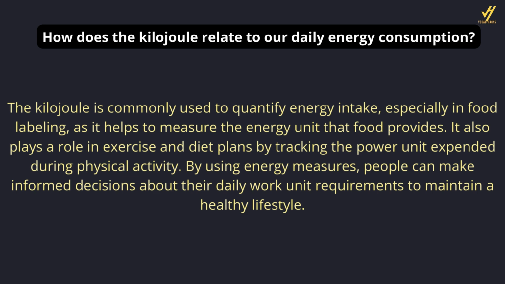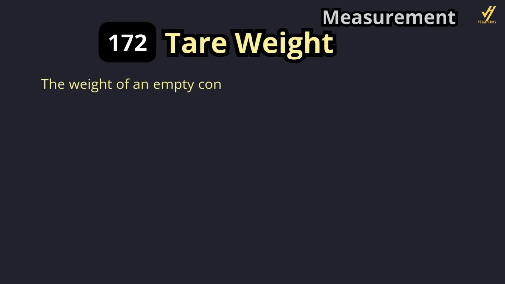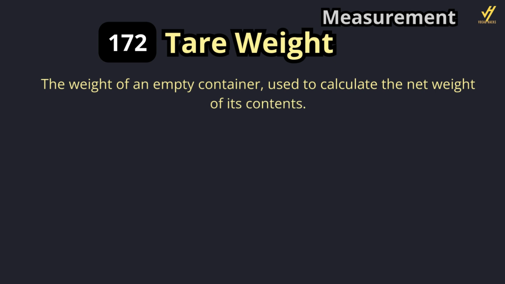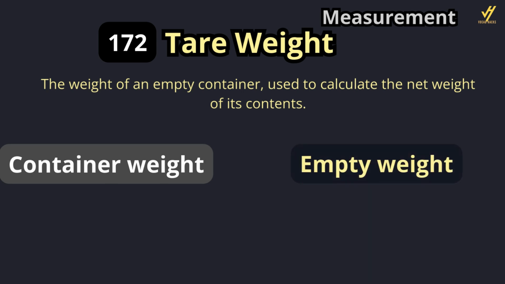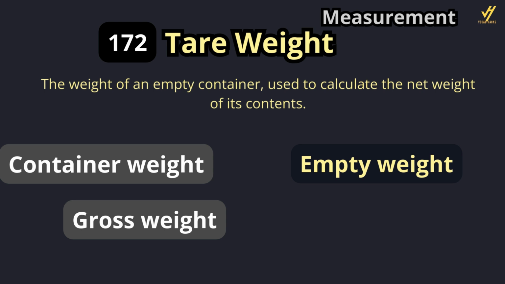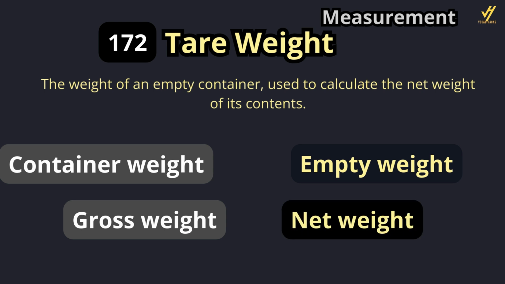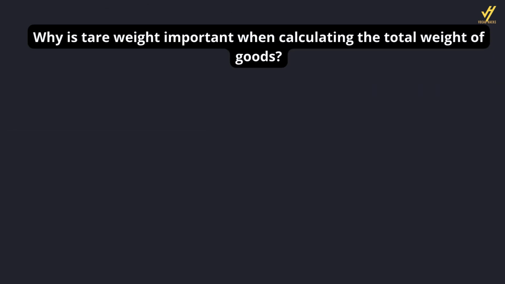Tare weight. The weight of an empty container used to calculate the net weight of its contents. Container weight. Empty weight. Gross weight. Net weight. Why is tare weight important when calculating the total weight of goods?